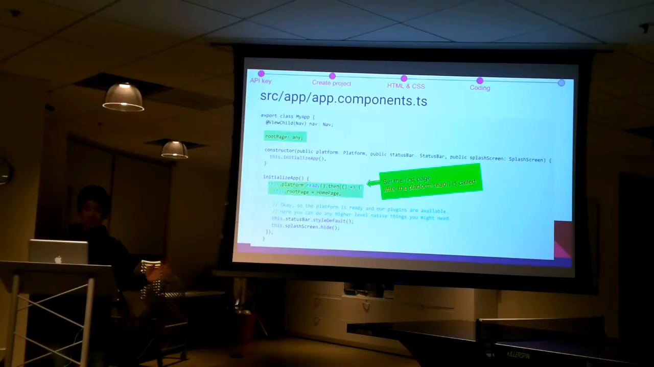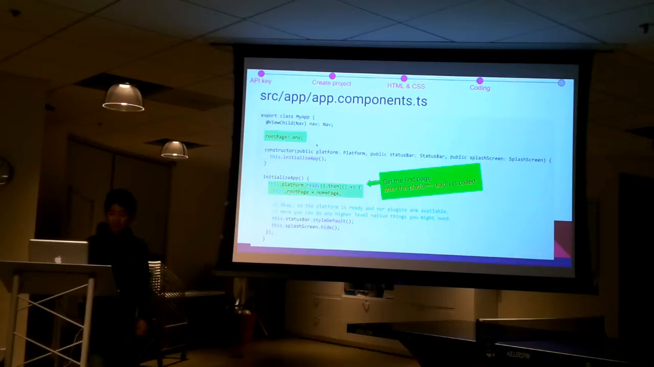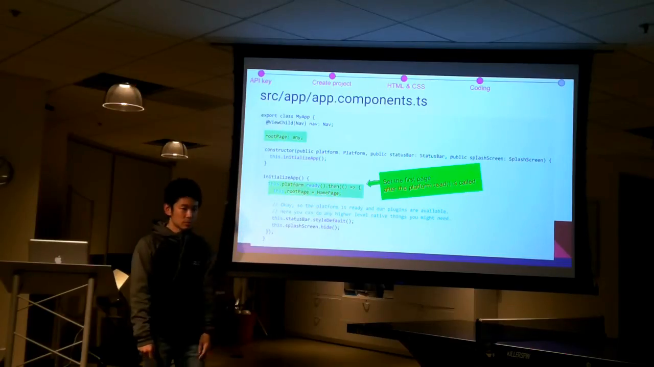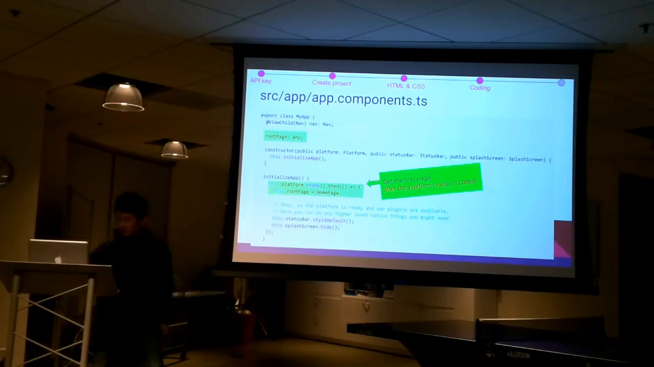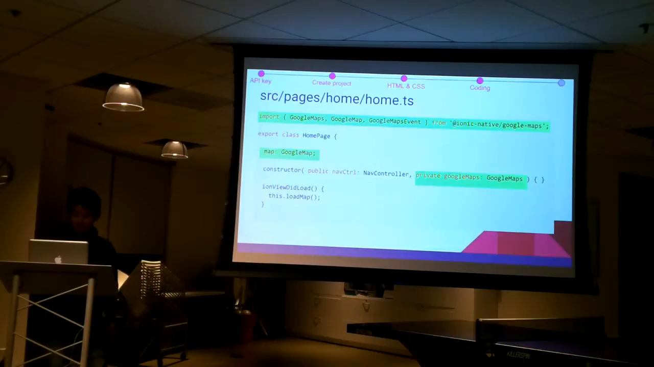Sorry, go back to app component TS again. This plugin is mainly native side. That's why a kind of trick is needed. When you launch your application, please don't specify the root page up here. Why not? I will show you later. Then you have to wait for platform ready. After that, yes, you can set it. If you don't do that, you can get this error.